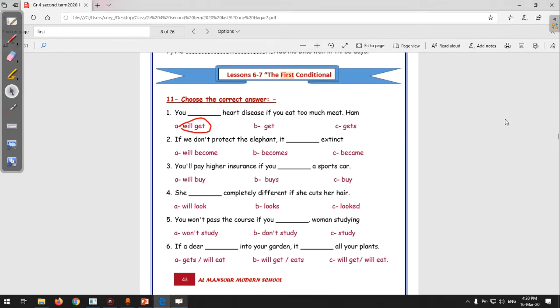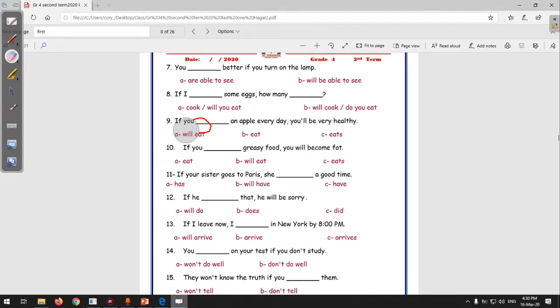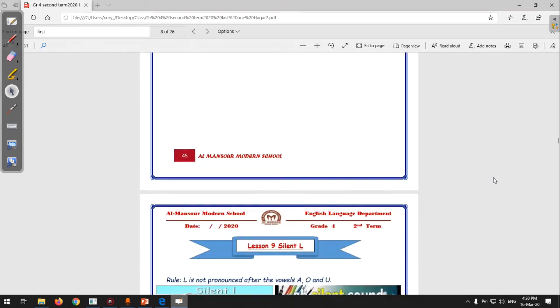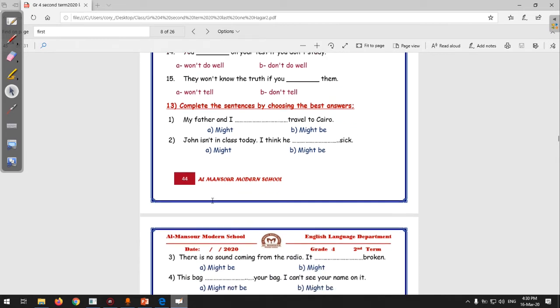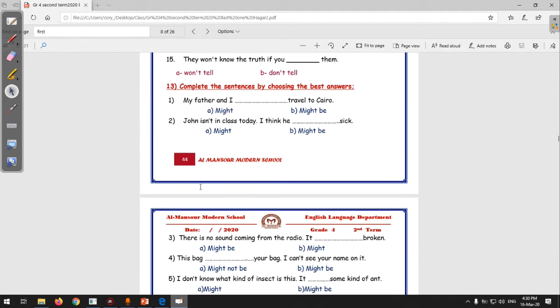Okay, let's check another one. Here we have another exercise. Be careful though, this one needs you to work your mind a little bit because it's a little harder. Here it asks you to choose between might or might be. In order to choose, you have to look for the verb. If there is a verb in the sentence, you don't have to pick might be. If there isn't, then you have to pick it.